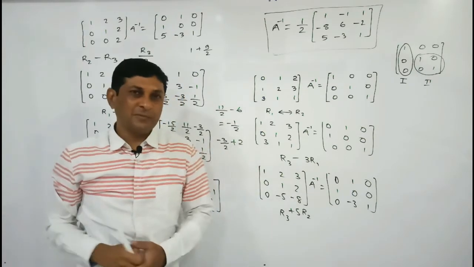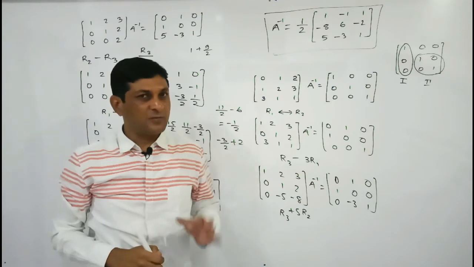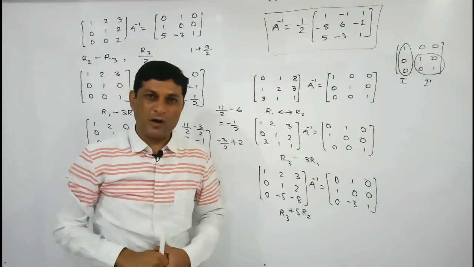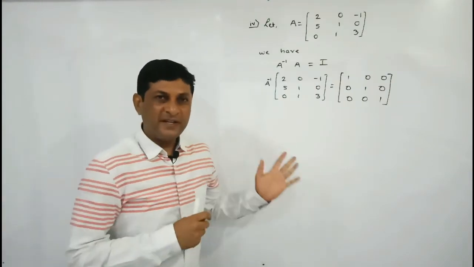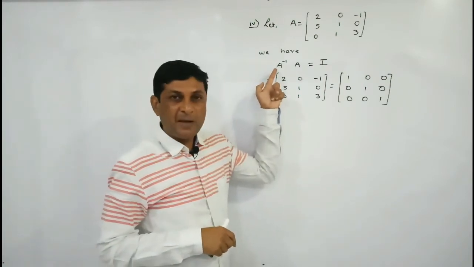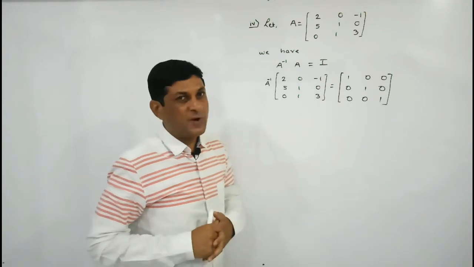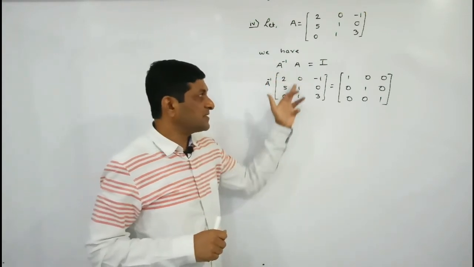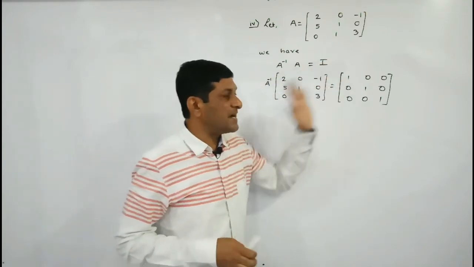Now, last example from this exercise. In this question we are solving by applying column transformation. We are finding the inverse of this matrix by column transformation. In such a case, which condition are we applying? A inverse into A is equal to I. So A inverse, keep it as it is. Write down the matrix A and the identity matrix.